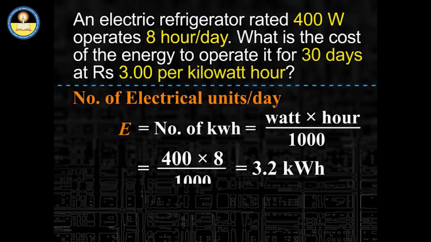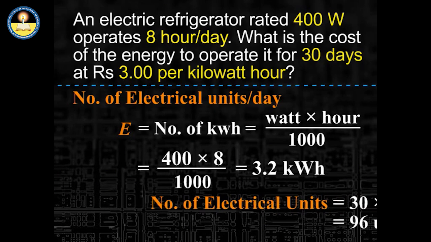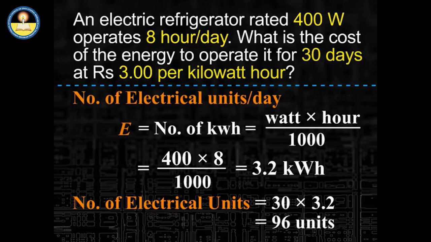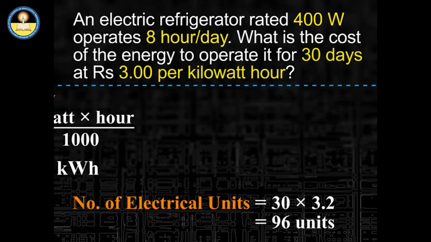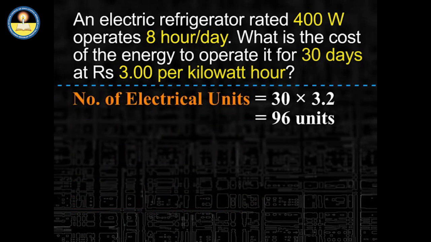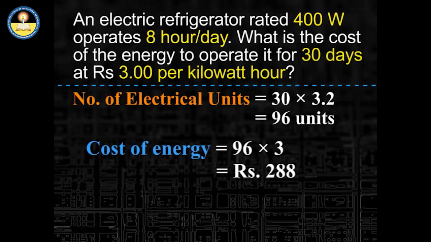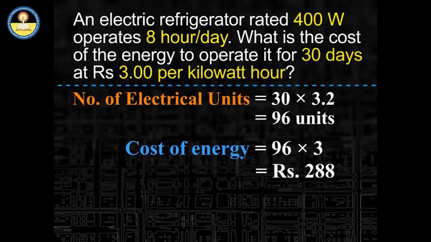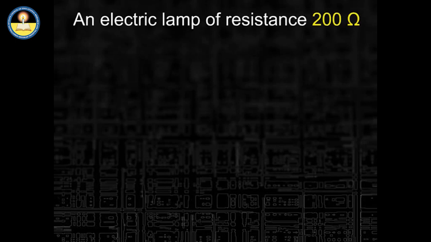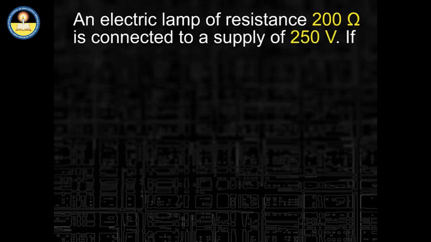The total energy consumed by the refrigerator in 30 days would be 96 kilowatt hours. Therefore, the cost of energy to operate the refrigerator for 30 days comes out to be rupees 288.